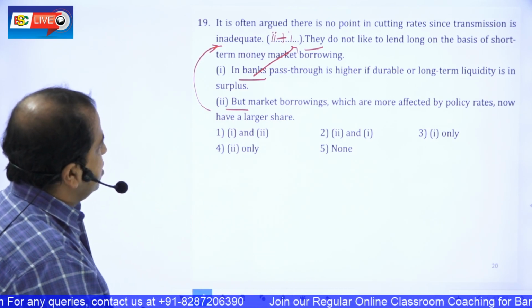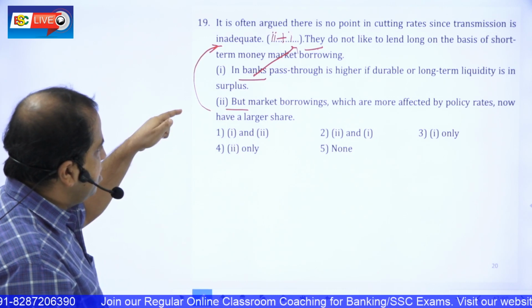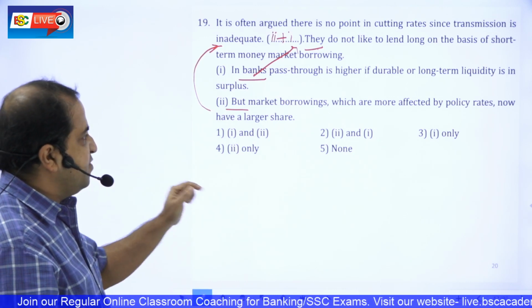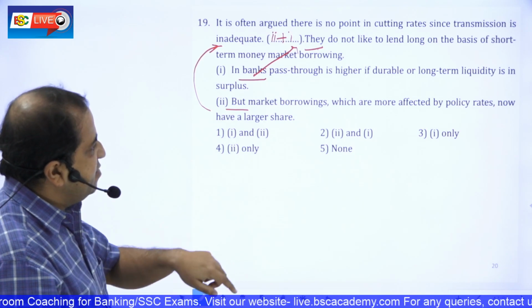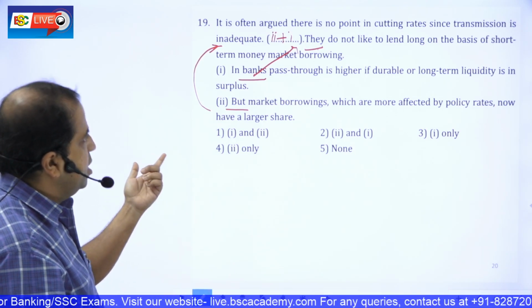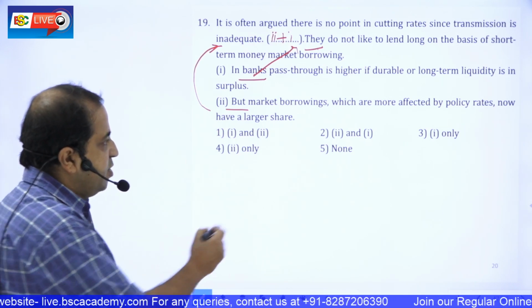So it's often argued there is no point in cutting rates since transmission is inadequate, but market borrowings, which are more affected by policy rates now, have a larger share. In banks, pass-through is higher if durable or long-term liquidity is in surplus. They do not like to lend long on the basis of short-term market borrowing. So again, 2 and 1.